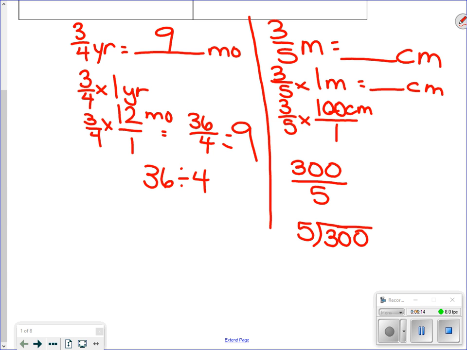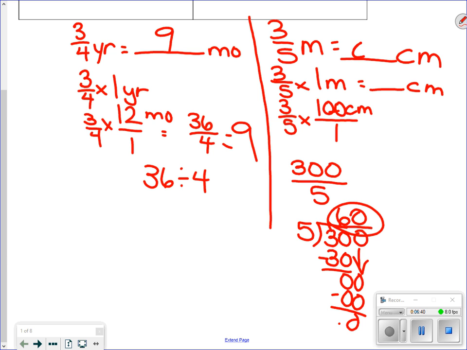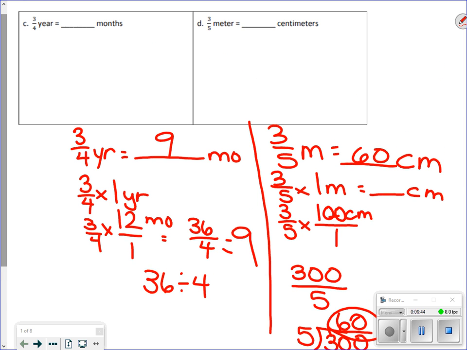Can 5 go into 3? No. Can 5 go into 30? Yes. 6 times. Bring the other 0 down. 5 into 0, 0. Do I have a remainder? No. So I do not have a fraction. My answer is 60. No fraction. 3/5 of a meter is 60 centimeters.